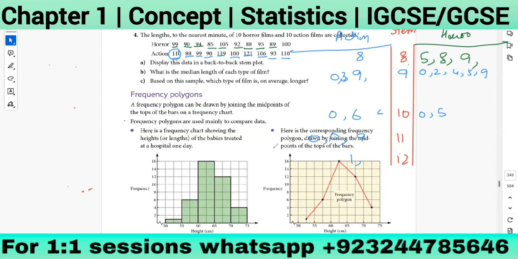Okay. Now I try to write it in the arranged way. So we have displayed the data. We're done with part A. What is the median length of each type of film? So tell me the median for horror and then for action, separately for both. First tell me for horror. What is the median for horror?